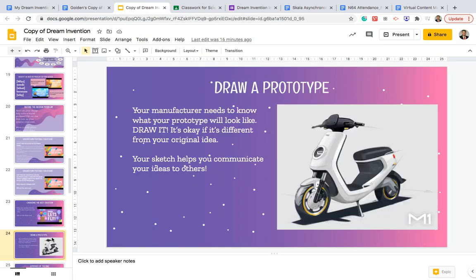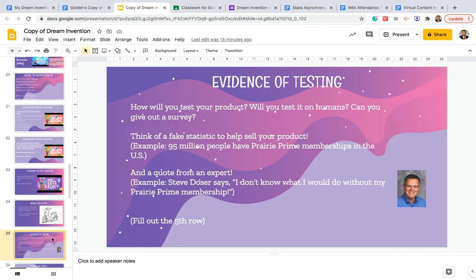Let's go back to our slides. We did our prototype drawing. Should be done before coming into class today. So evidence of testing. How will you test your product? Will you test it on humans? Can you give out a survey? So I want you to think of a fake statistic to help sell your product. For an example, 95 million people have Prairie Prime membership in the US.